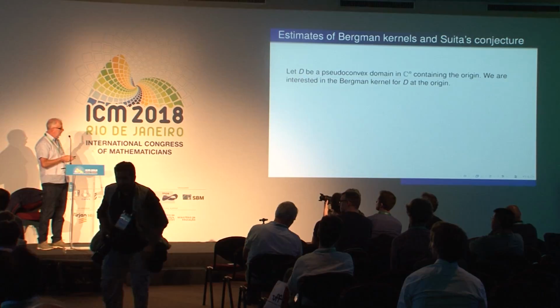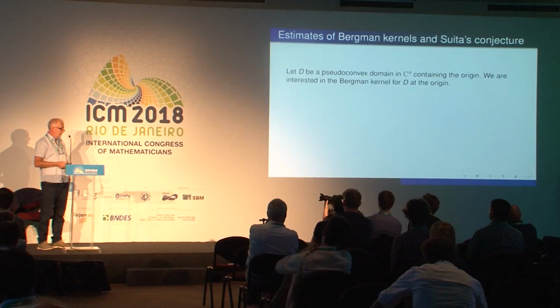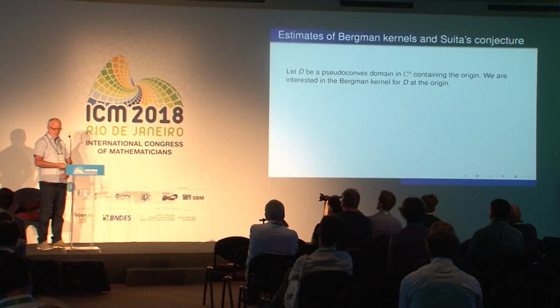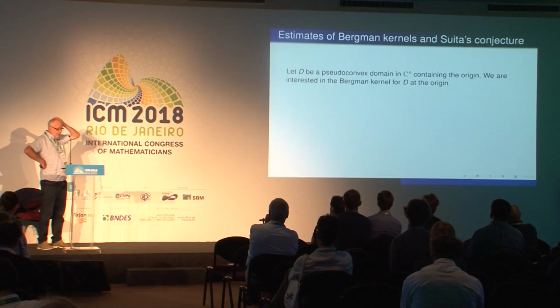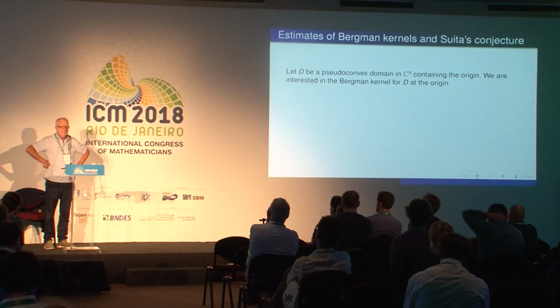So we have a fixed pseudo-convex domain in C^n. We say it contains the origin. And we are interested in the Bergman kernel of this domain at the origin, and we want to have an estimate from below of the Bergman kernel. Such estimates are important in many situations, but the one I have in mind here is called the Suita conjecture. It was a sharp estimate for the Bergman kernel in this situation. And this was proved by Błocki and also by Guan and Zhou.